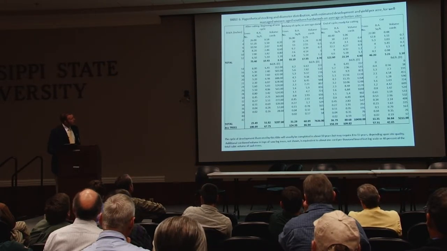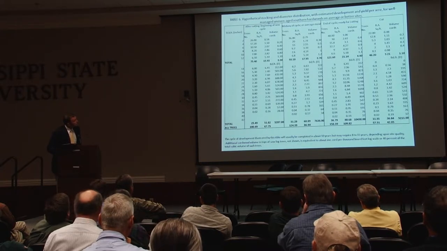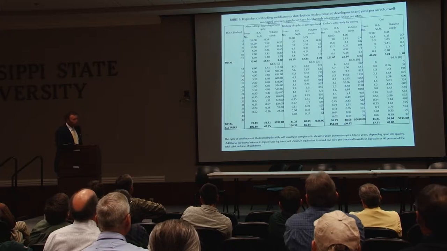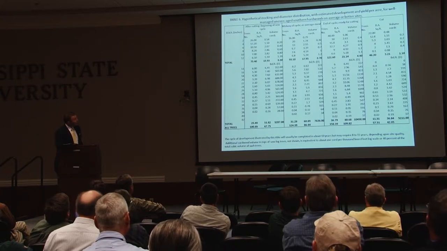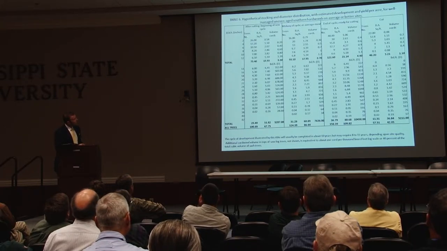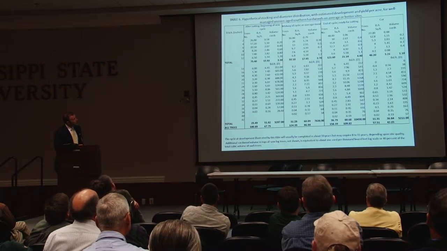Now I'm going to talk about the valuation of the uneven age stand. Again, table 6 from Putnam. What information does he provide us with here? Well, he gives us this table that shows the beginning of a new cycle, midway, and the end of the cycle, and then how much is being cut.